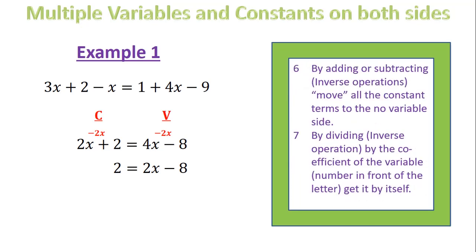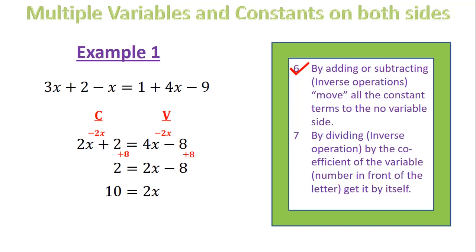Let's bring in our next 2 steps. Step 6, by adding or subtracting, move all the constant terms to the no variable side. In other words, we need to get this negative 8 to that side. So, to get rid of a negative 8, our rule says by adding or subtracting. So, the opposite of negative 8 is plus 8. And so we add 8 to both sides. On my left hand side, 2 plus 8 gives me 10 equals 2x is there, and minus 8 plus 8 disappears. And so we have now finished step 6.